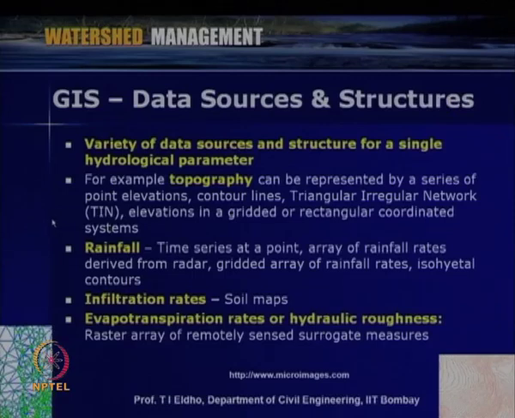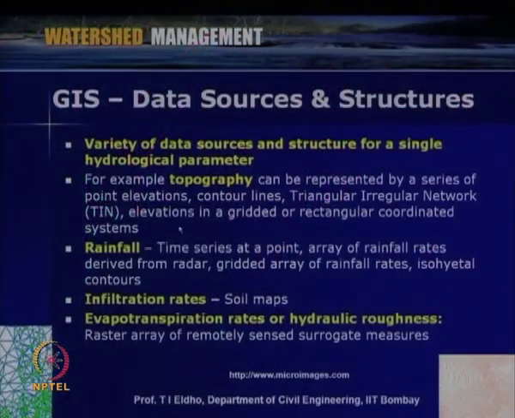So each and every aspect of the hydrological parameters or watershed related things we can represent in various ways, either using points, lines, polygons, or triangular irregular network, or contours, or elevations. Like that, various things we can represent, and based upon that we can generate various other maps. And then for example, where rainfall is concerned, we can have a time series at a point, an array of rainfall rates derived from radar, a gridded array of rainfall rates, isohyetal contours. All these things we can represent once the rainfall data is given within the GIS platform.